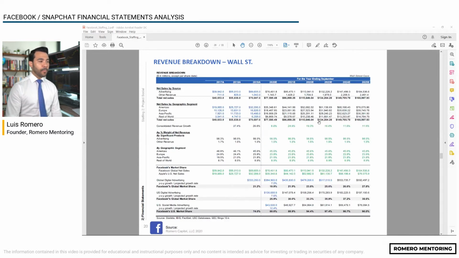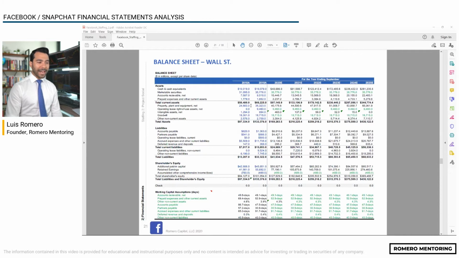Then if we dive more into the balance sheet, you can see that it's nice and healthy. They have a healthy amount of cash available, cash and equivalents. You can see also marketable securities, around 35 billion. Any type of long-term debt? No major long-term debt. So this is a healthy balance sheet, just from what I'm seeing.